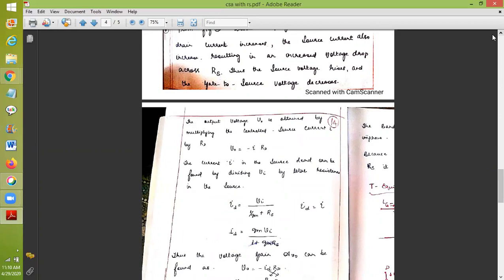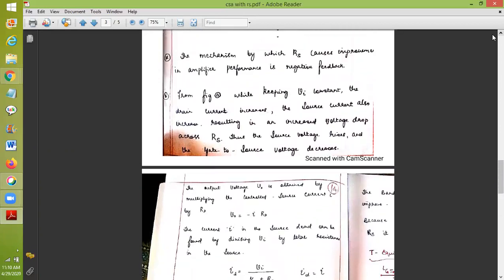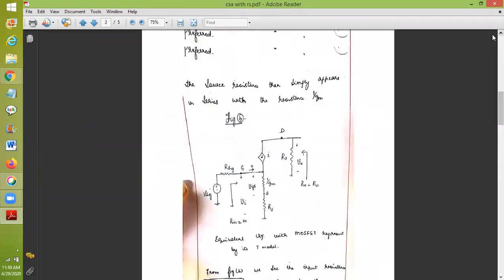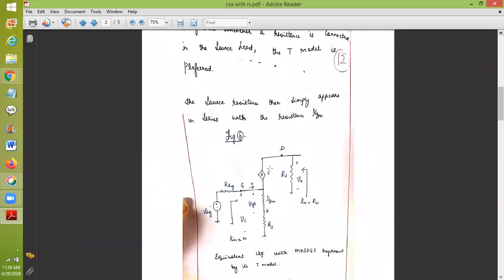So first, as I told, come to this equivalent circuitry. The current flowing through RD is ID, but the same drain current is shown here as I. Therefore, your I and ID are the same, and the same current I enters here to the source terminal. So how to find this I? How to find this I? I is nothing but voltage divided by resistance.